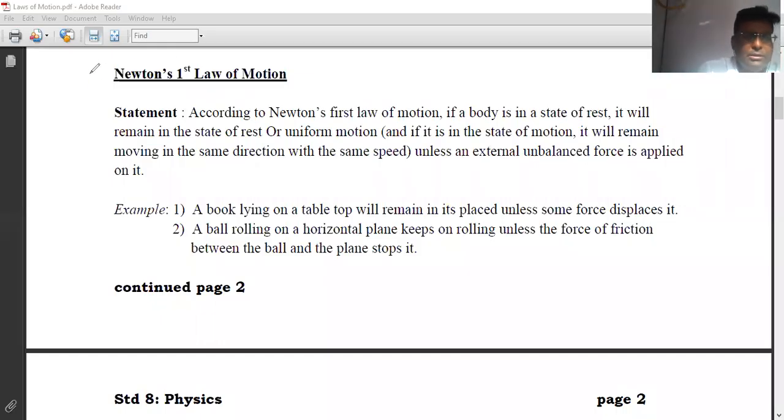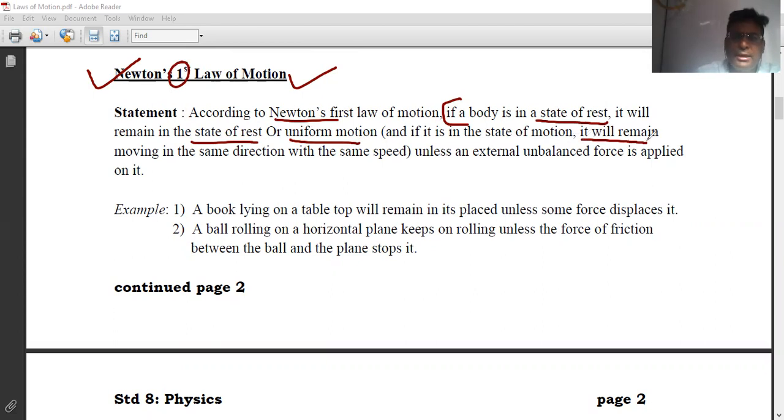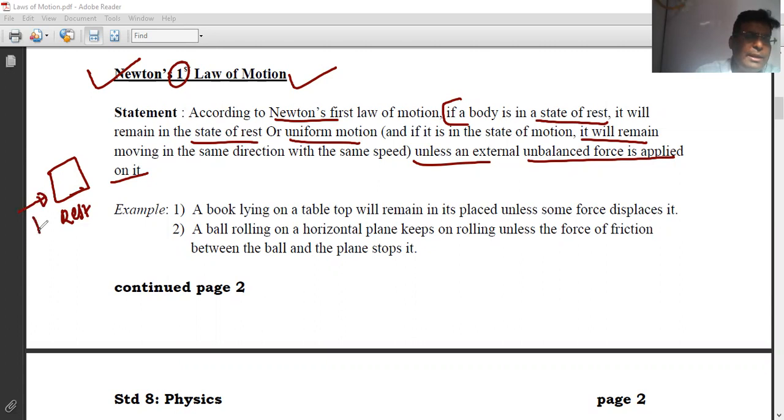Next topic is Newton's first law of motion, right? According to Newton's first law, if a body is in a state of rest, it will remain at rest, or in uniform motion, until and unless an external unbalanced force is applied on it. Suppose an object is at rest, not moving. Unless an external force is applied on it, only then will it change its position from one to another, right? That is called Newton's first law.